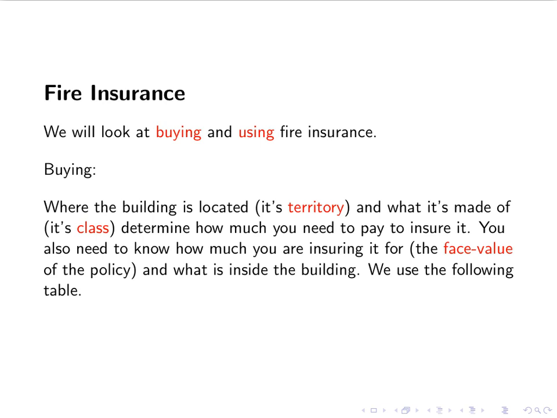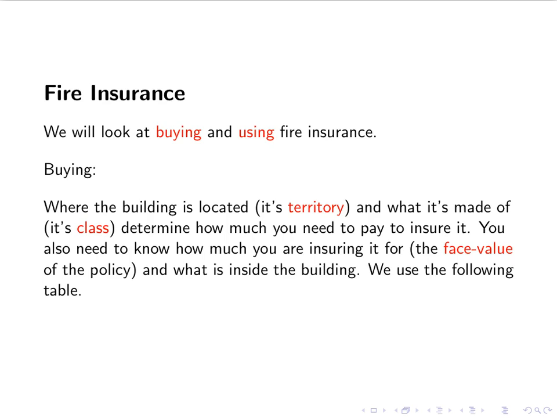And again, it doesn't really matter which class is what, we just need to know if it's class A, B, C, or D. We also need to know what we're insuring it for. How much we insure it for is called the face value of the policy. And then lastly, we need to know what's inside the building. So what are its contents made out of? And again, that's going to be a class A through D.